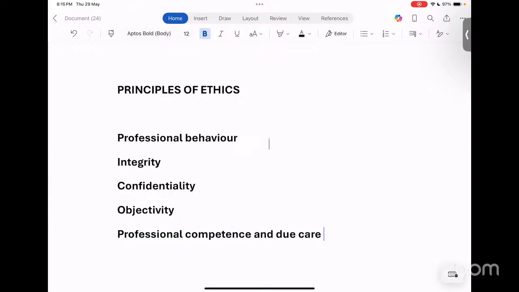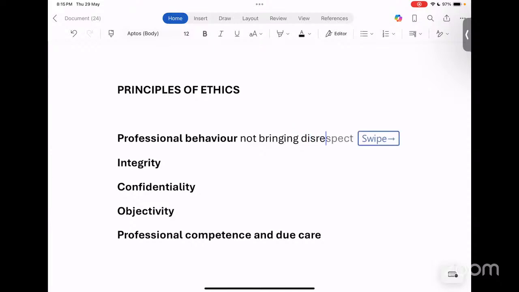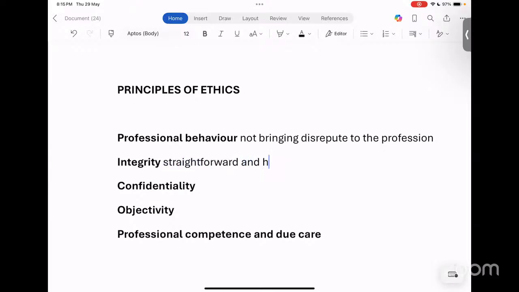So what do you mean by professional behavior? Professional behavior is not bringing disrepute to the profession. That's basically having a professional behavior. So let's suppose you do not use proper language in your communication with your clients. So that is something which is like you're bringing disrepute to the profession. Then integrity means being straightforward and honest. So you are supposed to be straightforward and honest as an auditor, right? You're not supposed to lie, basically.